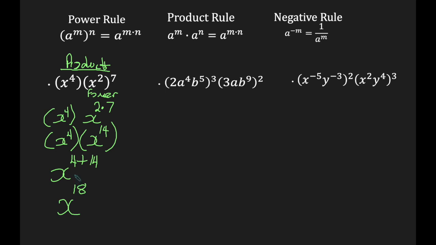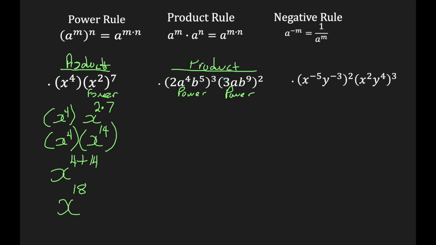Let's take a look at another example. Now I have 2a to the 4th, b to the 5th, raised to the 3rd power, and I'm multiplying 3ab to the 9th, raised to the 2nd exponent. Now here I have power here and power here, but then all together this is product.